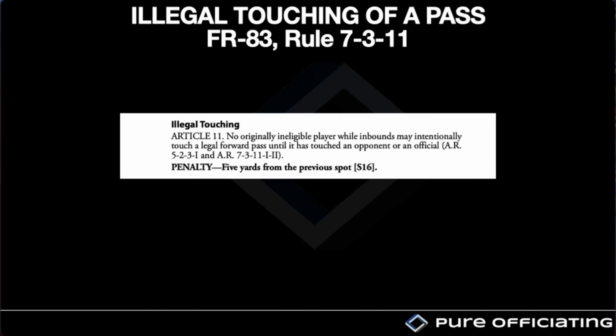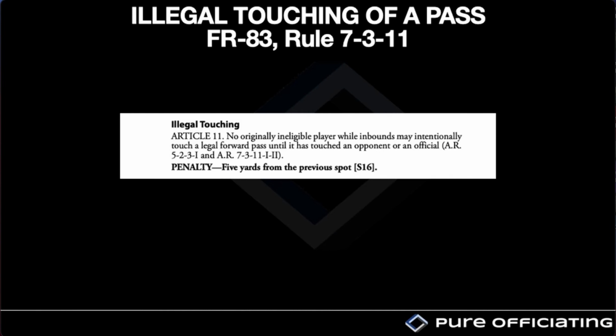FR 83, illegal touching of a pass. No originally ineligible player while inbounds may intentionally touch a legal forward pass until it has touched an opponent or an official.